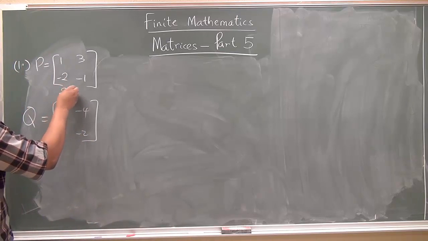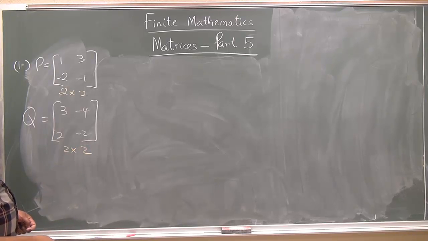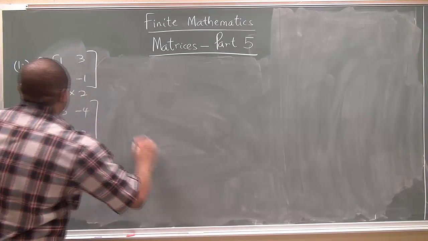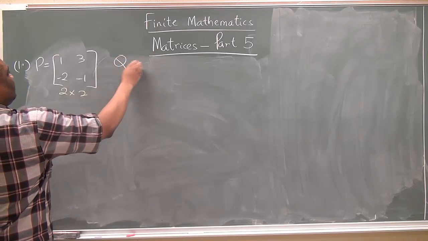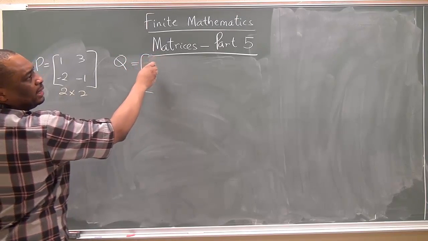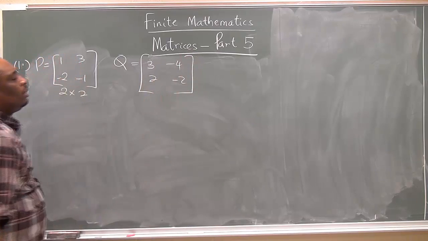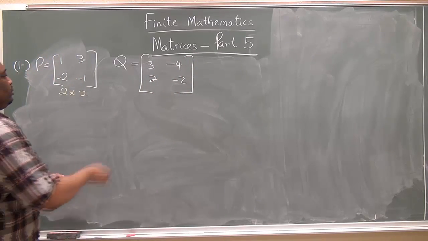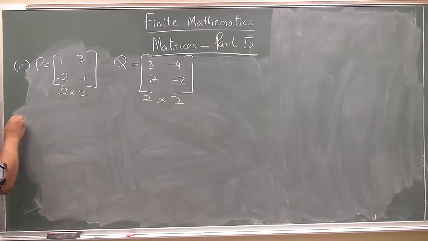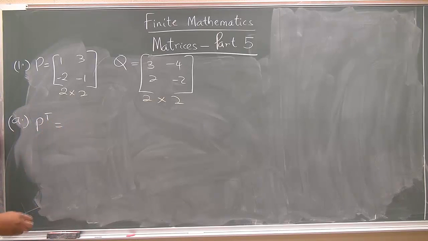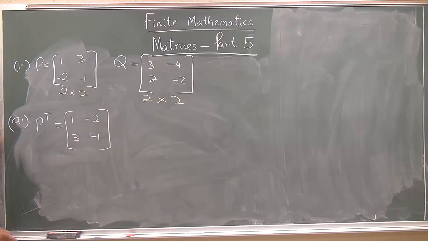Let's try this, the size is 2 by 2, and this is 2 by 2. Let me write this by the comma. I prefer that because we will have to do multiplication later on. This is 3, -4 by row, 2, -2. Now, this is a 2 by 2 matrix. Now, they say find B transpose. So B transpose will be 1, -2, 3, -1. That's it.